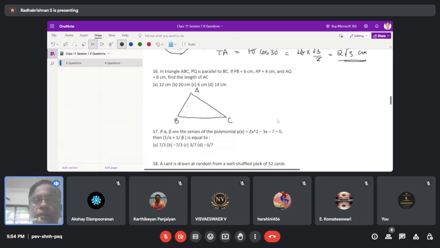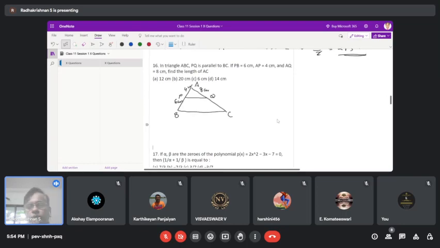In triangle ABC, PQ is parallel to BC. So here is line PQ, which is parallel to BC. Now it is given that PB equals 6 centimeters, AP equals 4 centimeters, AQ equals 8 centimeters. Then find the length of AC.